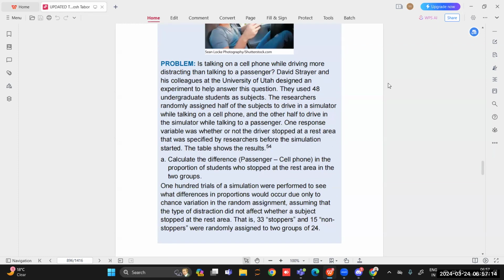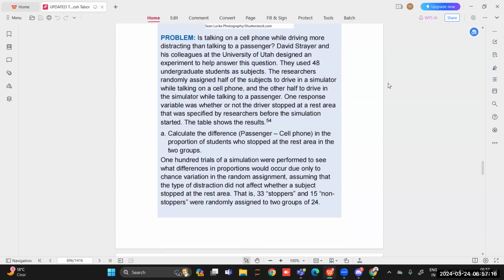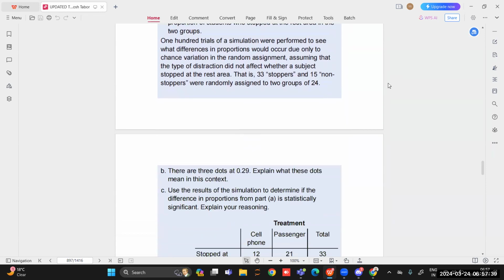the two groups. 100 trials of a simulation were performed. 100 trials means 100 times he has experimented this simulation, to see what differences in proportion would occur due only to chance variation in the random assignment, assuming that the type of distraction will not affect whether a subject stopped at the rest area. That is, 33 stoppers and 50 non-stoppers were randomly assigned to two groups of 24. There are three dots at 0.29. Explain what these dots mean in this context.